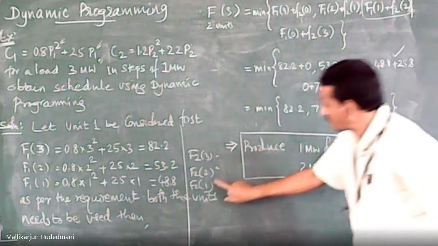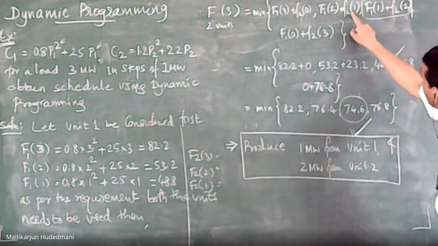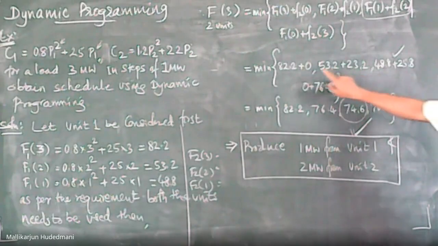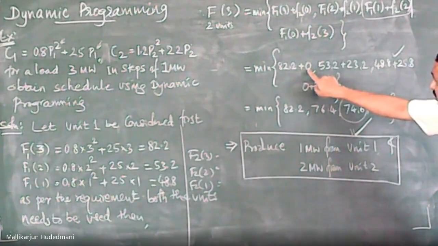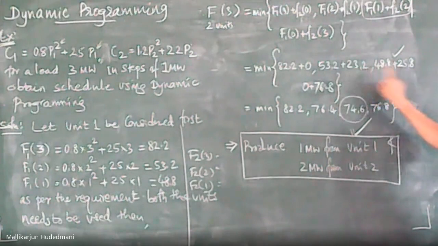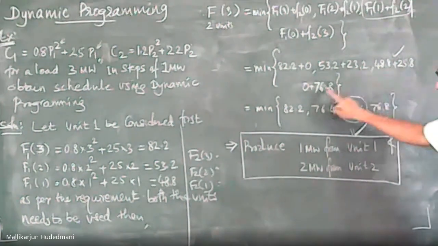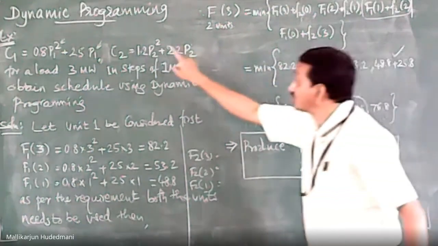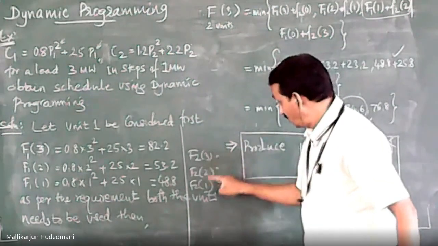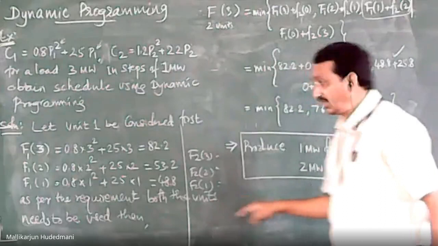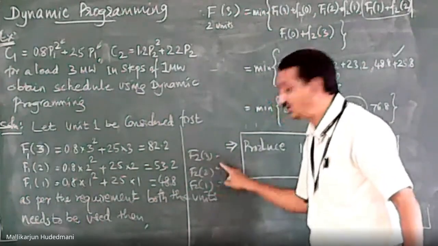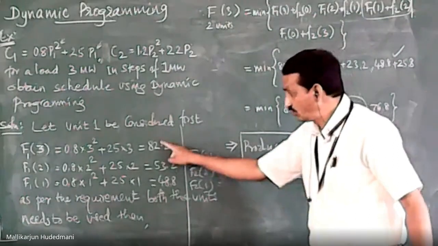When this machine is producing 1 megawatt, you can just come down here when it is 1 in this 23 point. You can definitely see the second term 0, 23.2, 25.8, 76.8 are the production costs of machine number 2 respectively for a megawatt. Therefore, like this, you can calculate these also. But I have shown you one.